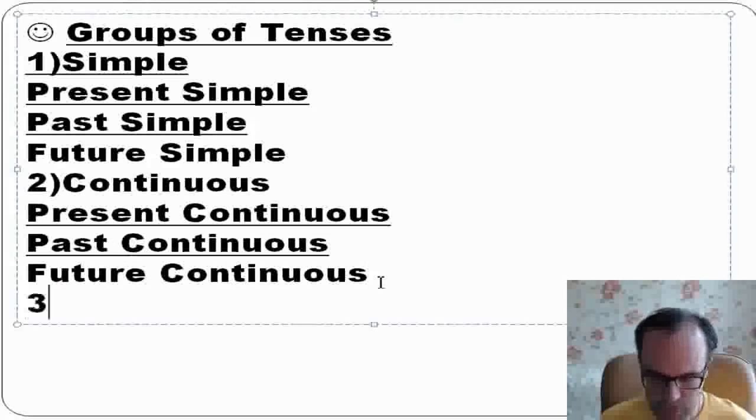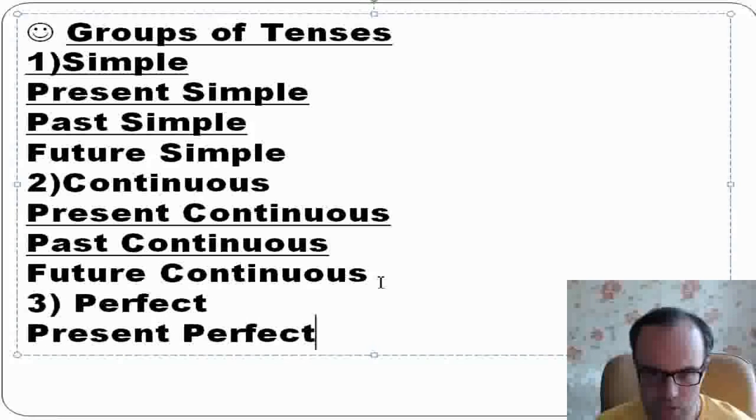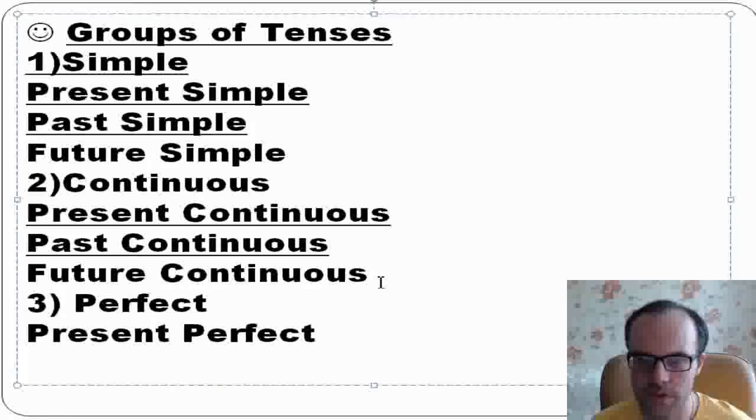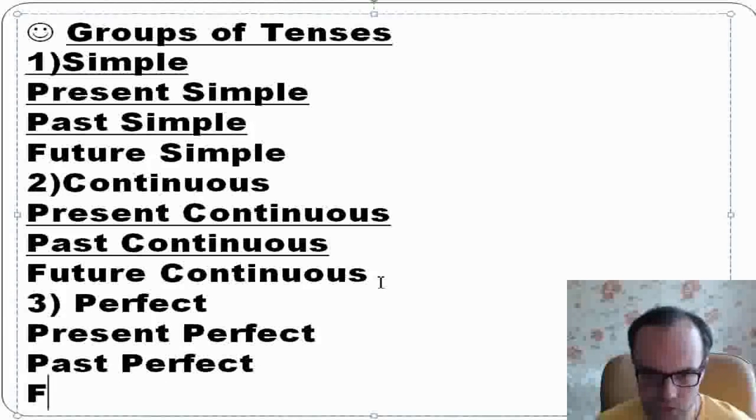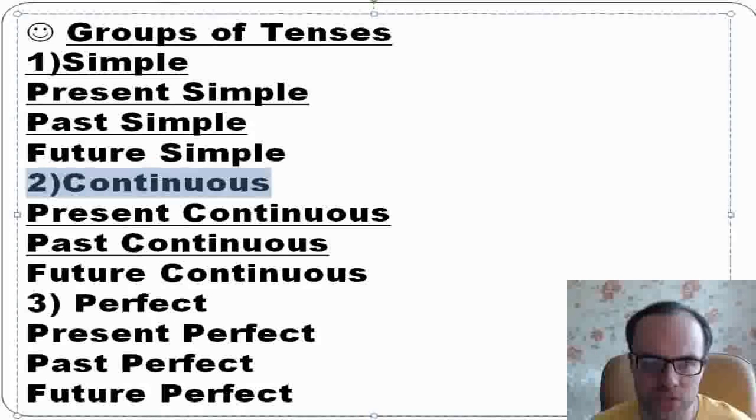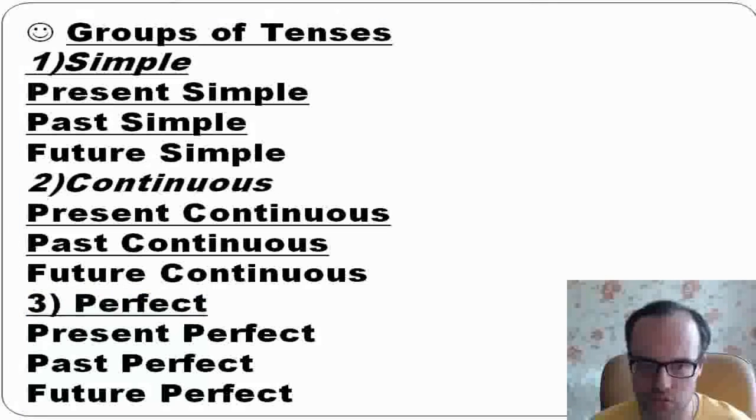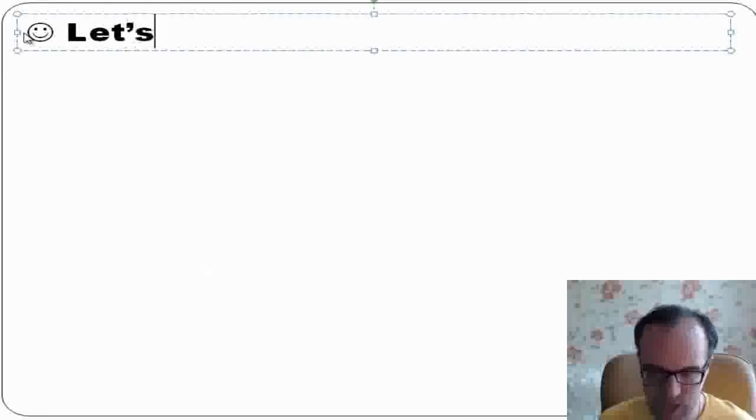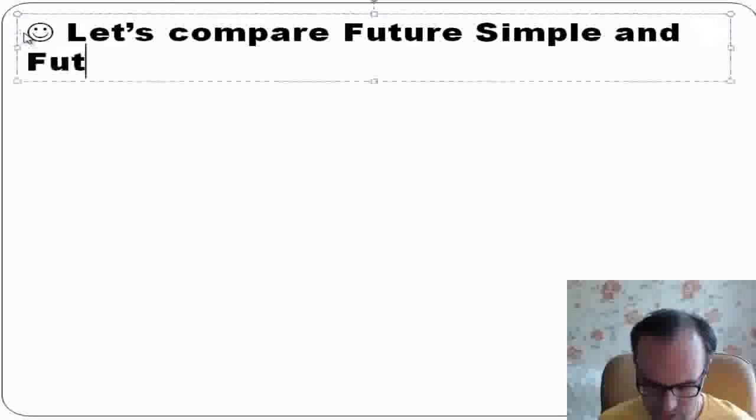Well, and we also need to remember the perfect group. Present perfect is about the past when there is a connection with the present. Good. Next, past perfect and future perfect. I think that we are doing the right thing, and these groups are really very important: continuous, simple, and perfect. Let's compare future simple and future continuous. I hope it's a good idea.